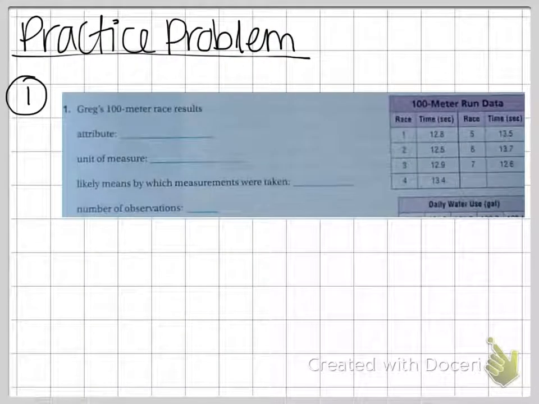All right. Here is your one practice problem. You're going to go through and describe the set of data for the 100-meter run.